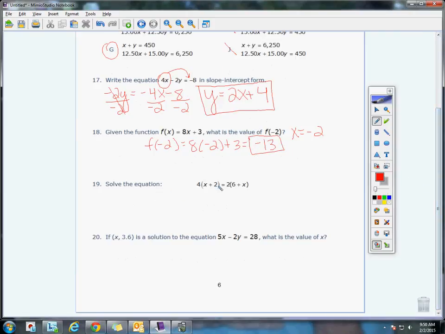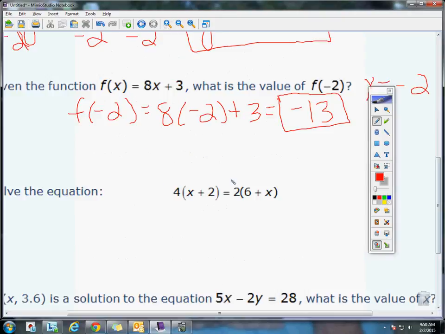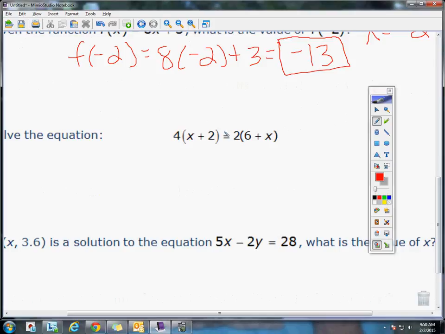Number 19, solve the equation. We have 4 times x plus 2 is equal to 2 times 6 plus x. We have two sets of parentheses, so we're going to distribute. We're going to distribute the 4, and we're going to distribute the 2. 4 times x is 4x. 4 times 2 is 8. 2 times 6 is 12. 2 times x is 2x.